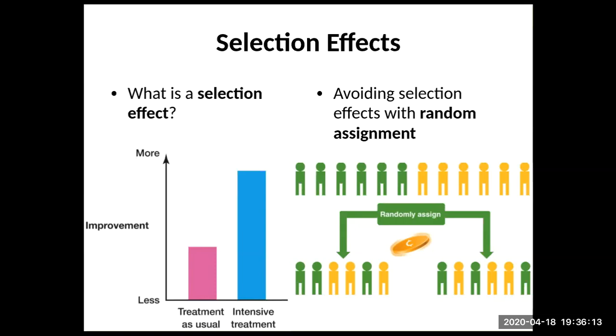So in order to avoid these selection effects, we randomly assign, and we could simply flip a coin, or we could just randomly select people to be in group A or group B. All right, if there's 20 people, 10 of you we will randomly assign to be in treatment as usual. That would be our control group, and the other 10 we would give to the intensive treatment group, which would be a little more of a rigorous program.